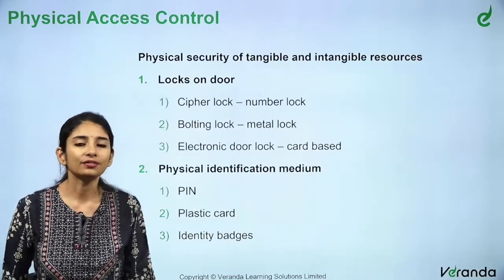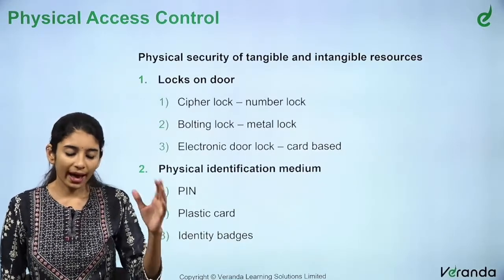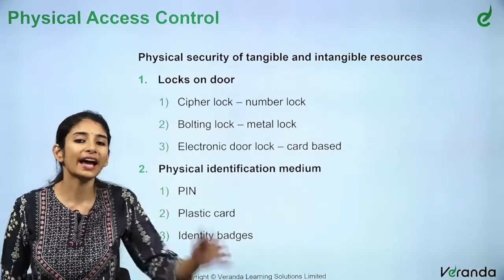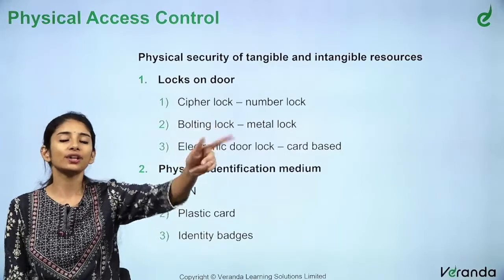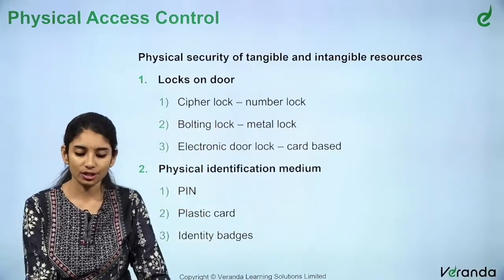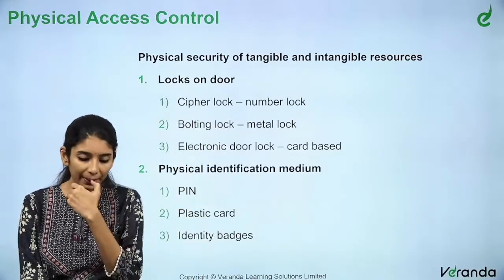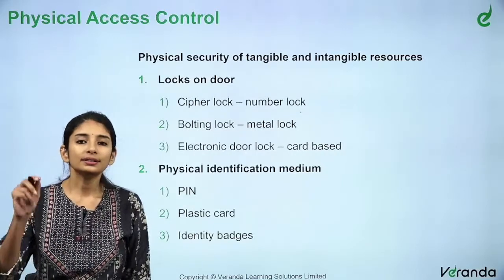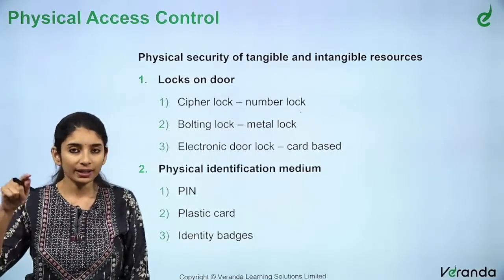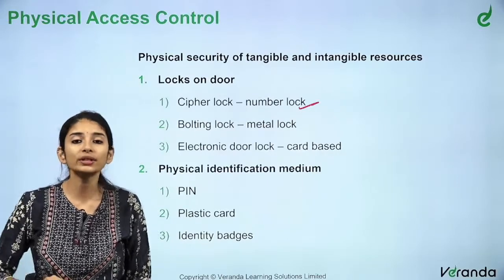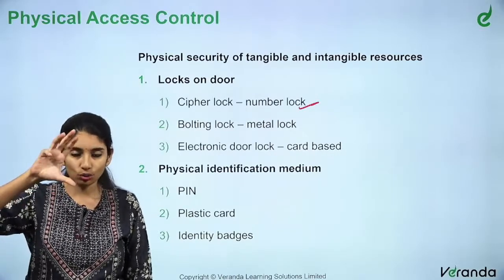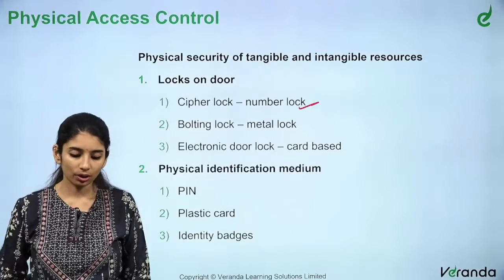Okay. Next, under physical access control, we have physical security of tangible and intangible resources. Locks on door, very easy topic. Cipher lock is the number lock. You enter a 4-digit pin and enter the room. Cipher lock or a number lock. Bolting lock is like a metal key. It's a huge metal key.